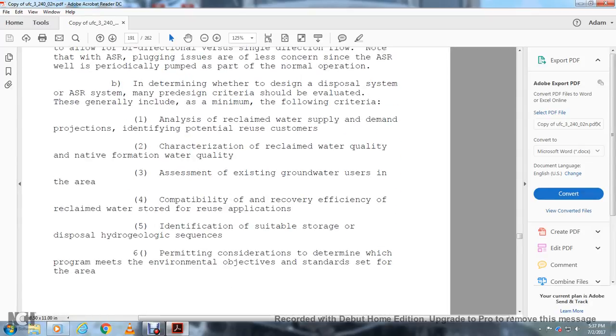B. In determining whether the design of the disposal system or aquifer storage recovery system may be pre-designed, the following should be evaluated. Generally include the minimum following criteria. 1. Analysis of reclaimed water supply and demand projections, including potential reuse customers. Characterization of reclaimed water quality, native formation water quality, and assessment of existing groundwater users in the area. Capability and recovery efficiency of the reclaimed water stored for their reuse application. Identification of suitable storage and disposal hydrogeological sequence. And 6. Permitting considerations, determining which program meets environmental objectives with the same set of criteria.